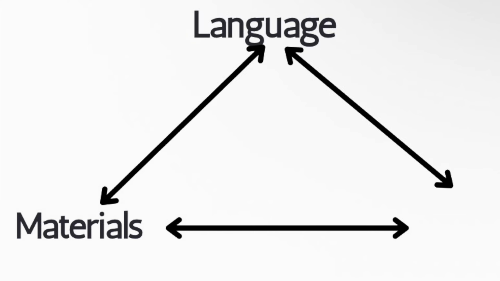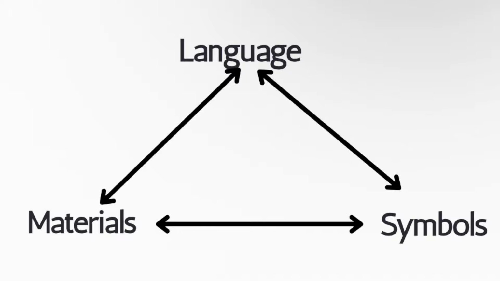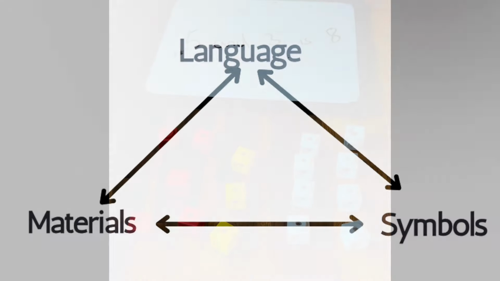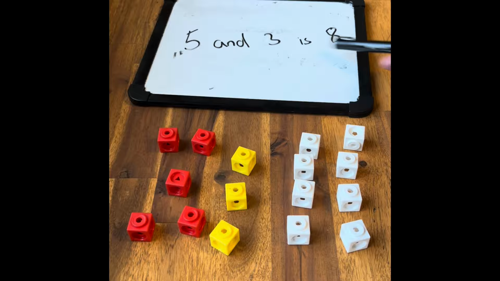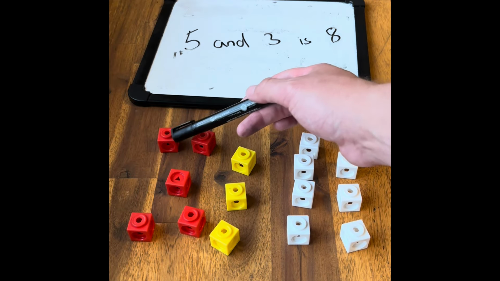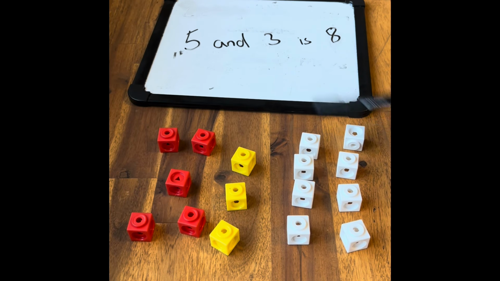When developing the addition concept, we want to use the learning triangle, with the language and the materials introduced first together. Once these are consolidated, we can introduce the symbols with the language and materials. Only once all 3 are completely understood do we begin to remove the materials. Initially, this would look a lot like this, where the words or the symbols are beginning to match the language and they represent the materials. So 5 and 3 is 8, or 5 and 3 is 8.